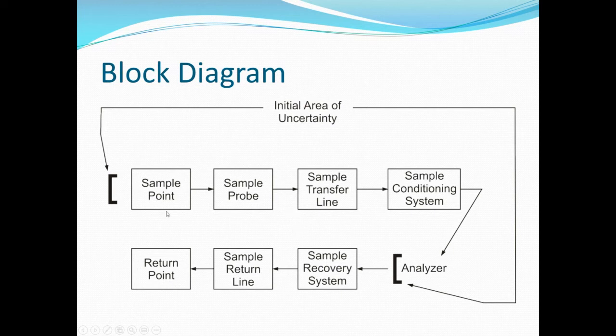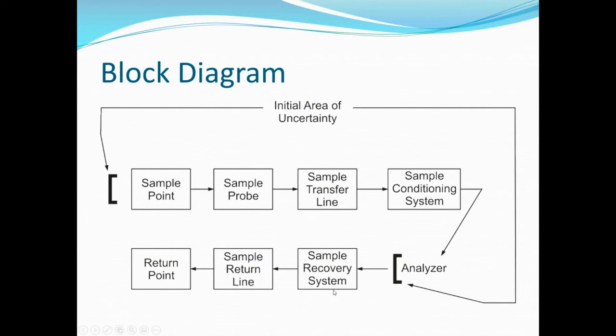So here's the block diagram. We have our sample point here at the process. We have the probe, we have the transfer lines, we have the conditioning system. It finally gets to the analyzer. Then the analyzer has the recovery system, which is either going to take it back to the process as shown here, or dump it off to flare or a waste handling system.